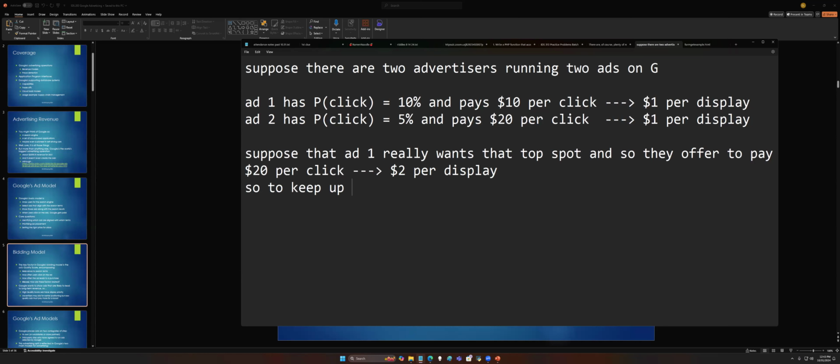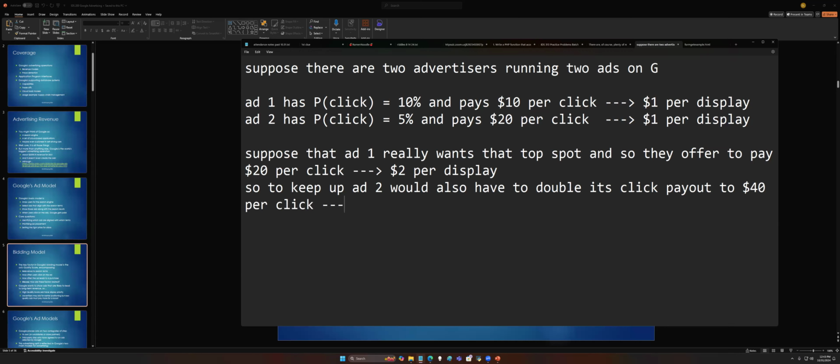To keep up, ad two would also have to double its click payout to $40 per click to get to that same $2 per display. 5% of $40 is going to be $2.